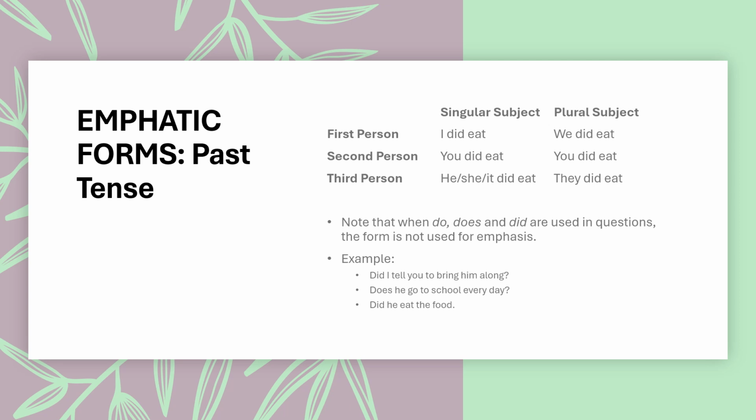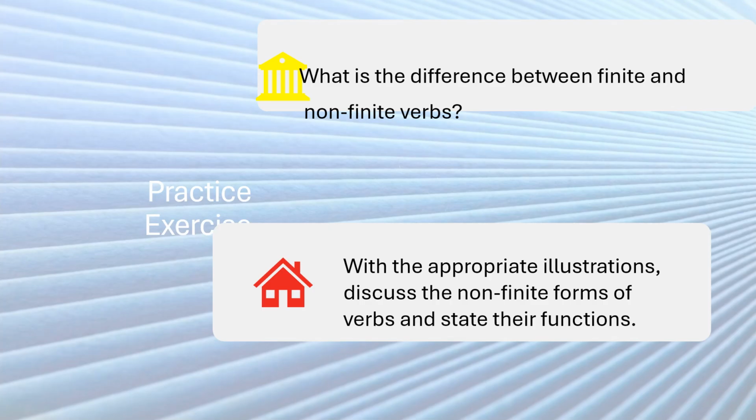However, you know that when you are using do, does, and did as a question, it is not serving emphatic purposes. So let's see some examples. Did I tell you to bring him along? Does he go to school every day? Did he eat the food? In these cases, you're actually having information being sought. So don't mind the punctuation mark mistakes there.